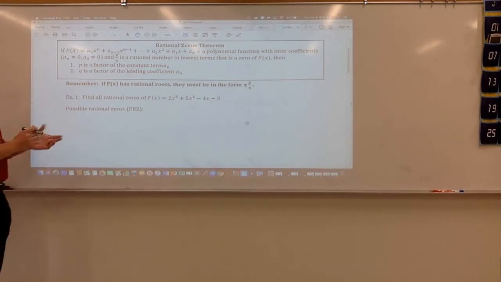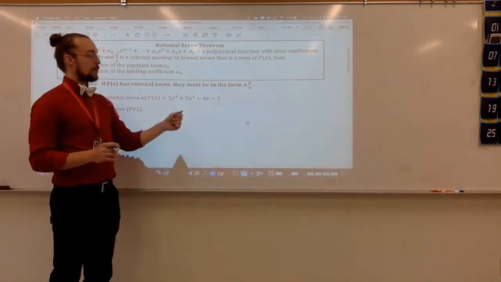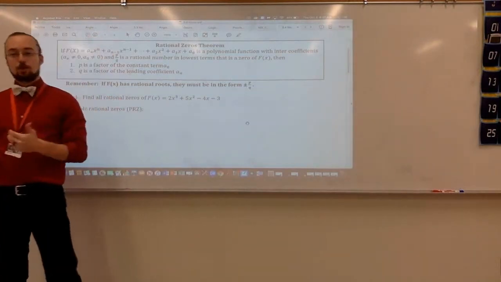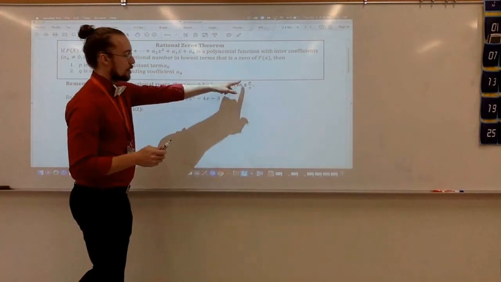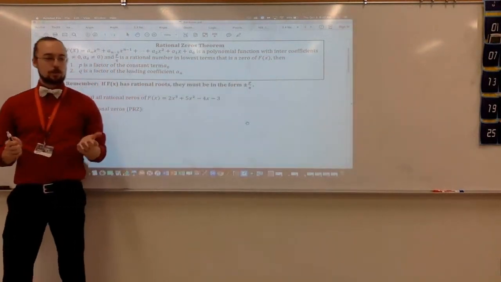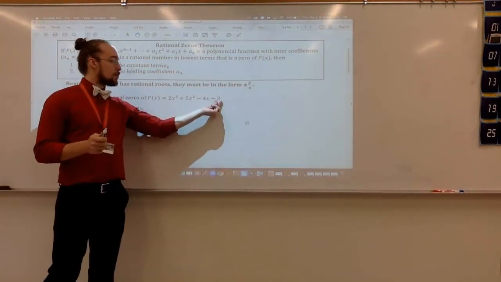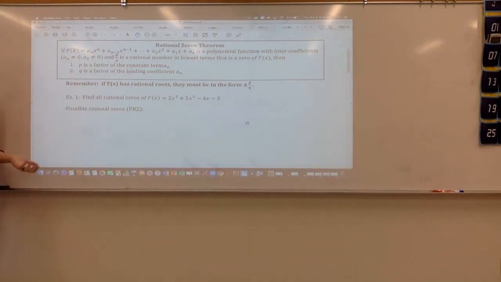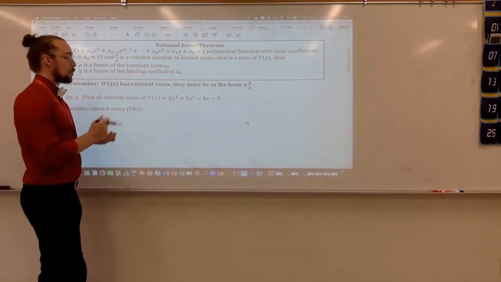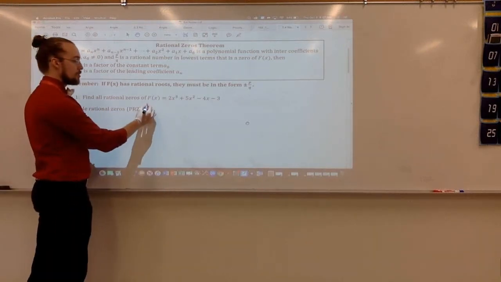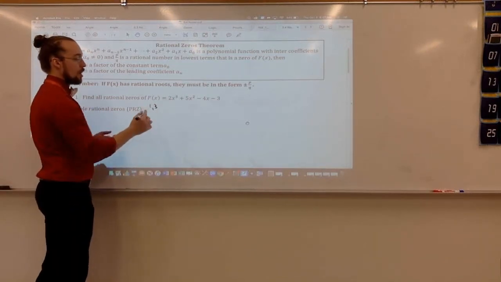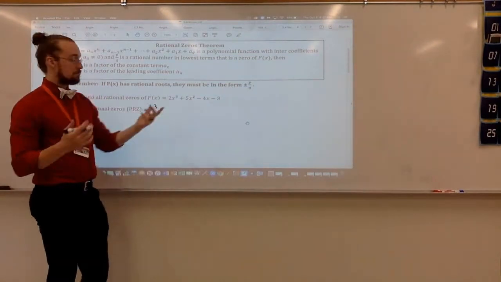So what that looks like, if we have this polynomial down here, my constant term is 3. We don't worry about the signs because we're eventually going to take positive and negative of everything. So what are all of the factors of 3? 1 and 3, right? So when I'm listing these possible rational zeros, I'm just going to start by listing all of the factors of the constant term, my numerator.